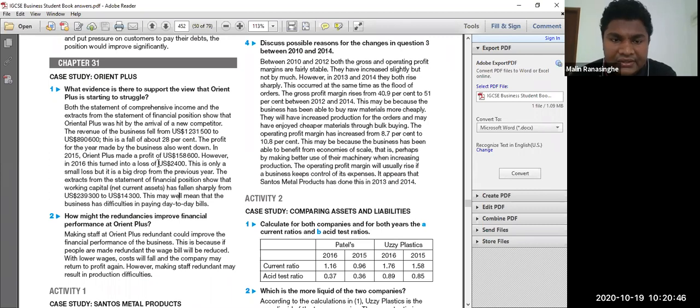I think that's clear. This is only a small loss, but it's a big drop from the previous year. It's a small number as a loss, but it's a huge drop from last year, because last year had a huge profit, but this year you're making a loss. It's like a big turn. You can see that's a huge collapse of the organization, right? And the extract from the statement of financial position shows that the working capital or current asset has fallen sharply from 239,000 to 14,300. This may mean that the business has difficulties in paying their day-to-day bills.